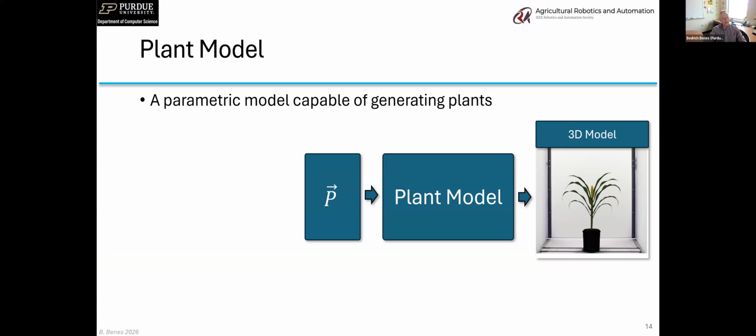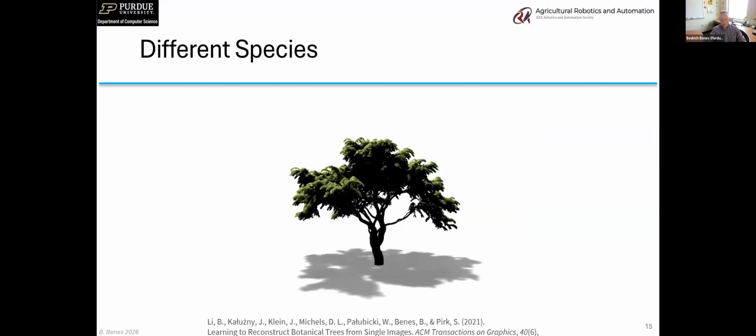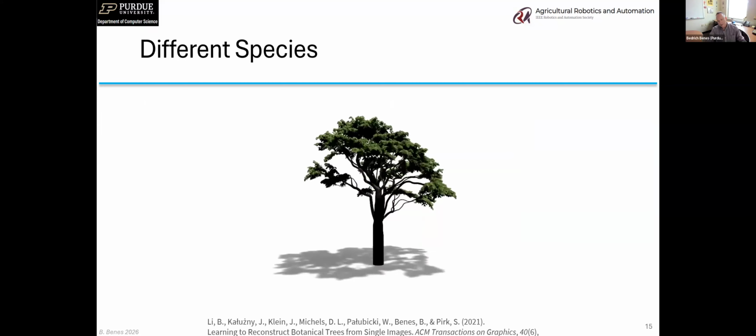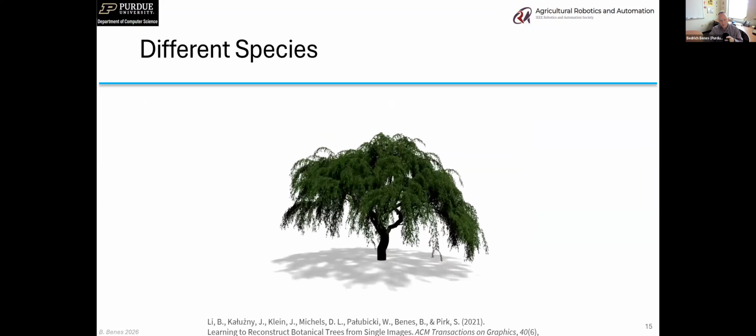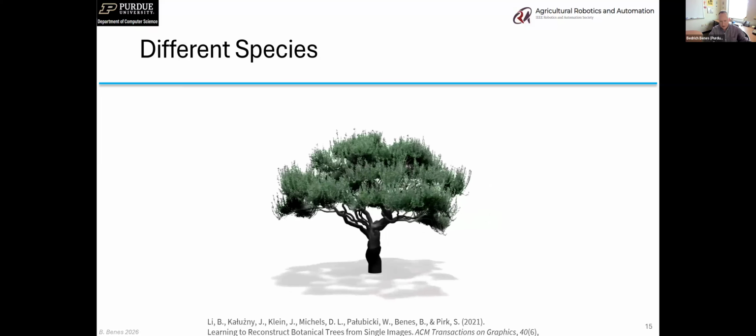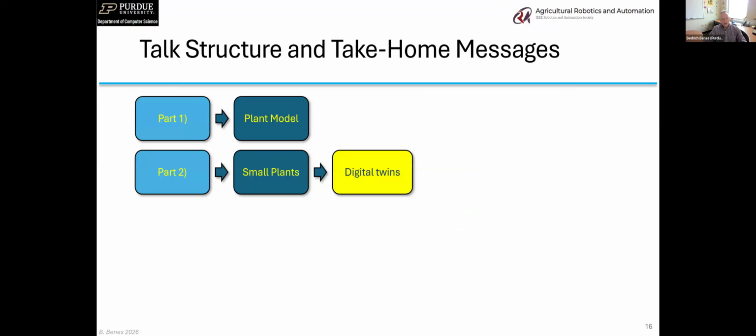We ran the same exercise in 2021 for trees, and we also have a developmental model of trees where we can simulate different species fully in 3D. They grow, they compete for space, they compete for resources, etc. Okay, so this was the plant model. I apologize for not providing too many details, but I want to get into things that are more relevant to AI. So let's move to part two when we talk about the small plants.